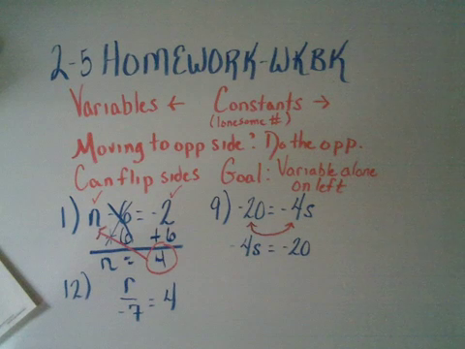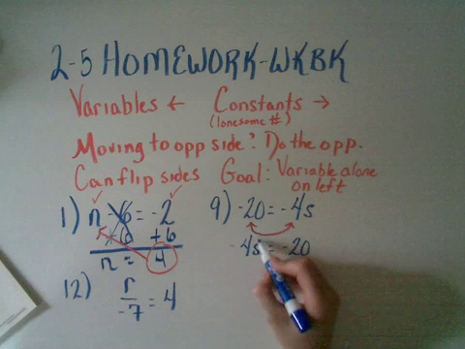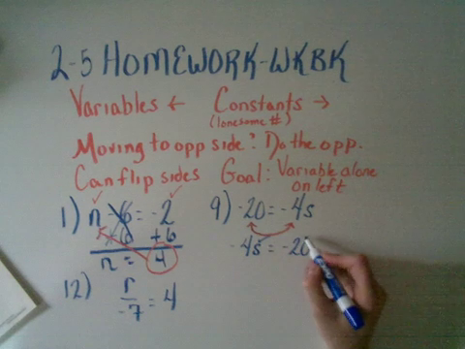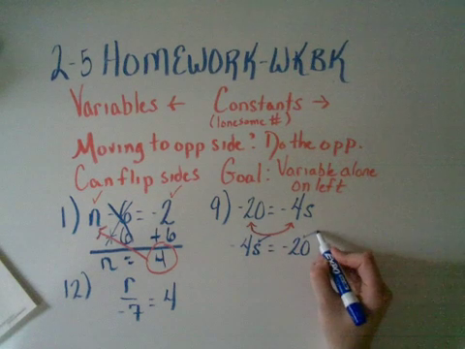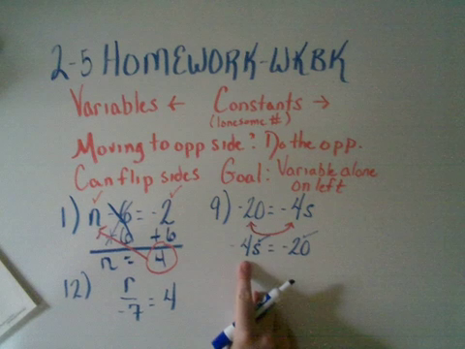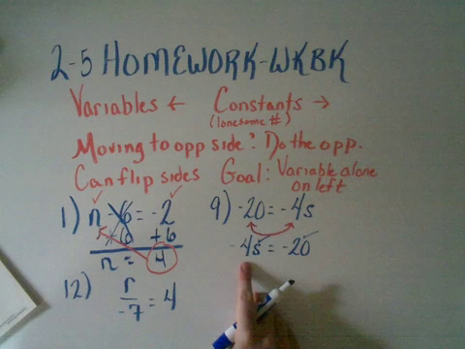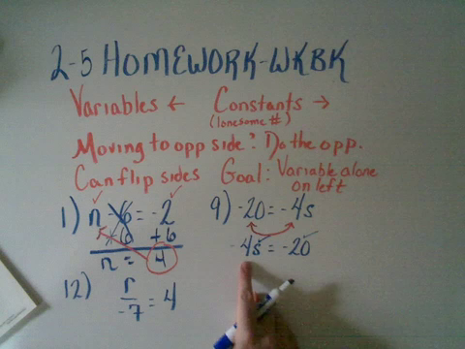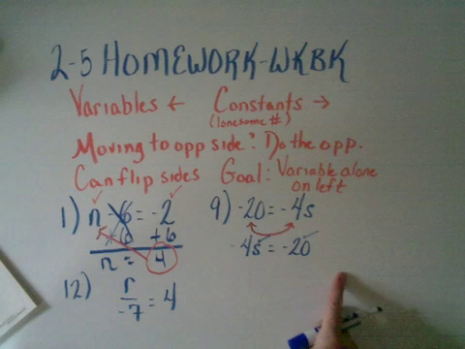Okay, so I want a variable on the left, that's s, that's good. And I want a lonesome number over here on the right, the negative 20. What's not good is the negative 4. So negative 4 is going to have to move. All right, it's got to move over here to the right side.